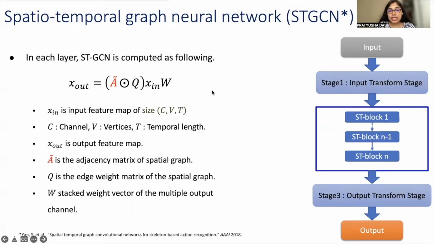And after each layer of STGCN, we compute the output using this equation. Now, given our input data, we pre-process the data and then apply multiple layers of STGCN block to compute the feature. And at the end, we apply a fully connected network along with a softmax to get the probabilities of each class, and then we predict the class.